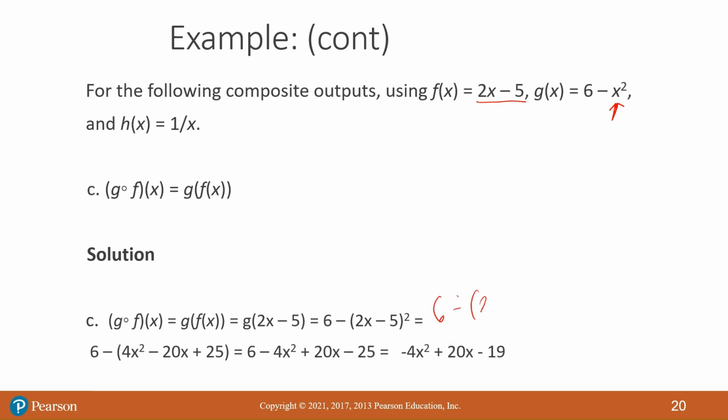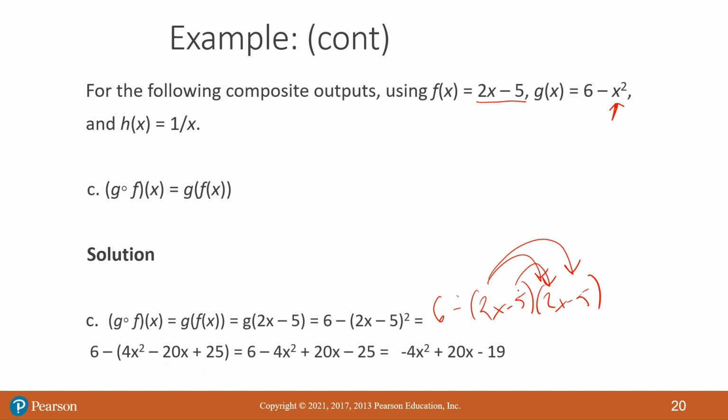So I'm going to do 6 minus 2x minus 5 times 2x minus 5. Then you can FOIL this out. 2x times 2x is 4x squared. 2x times negative 5 and negative 5 times 2x both give me a negative 10x. If you add them together, you get the negative 20x.